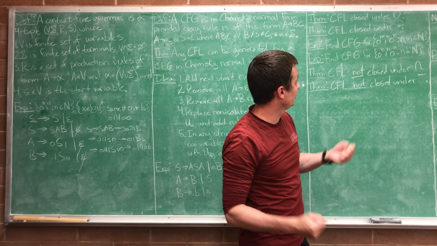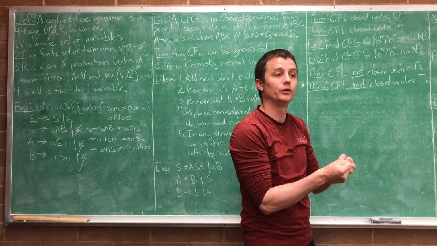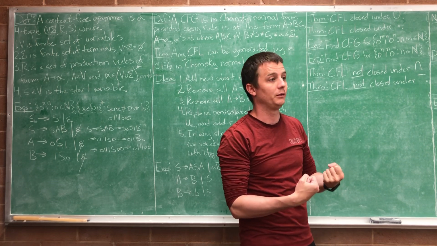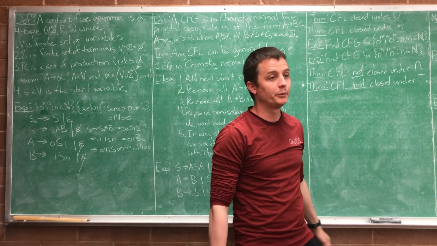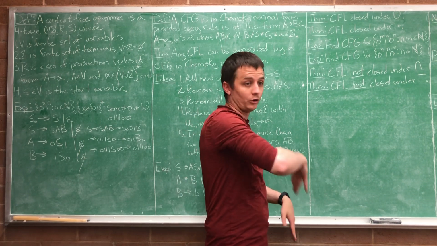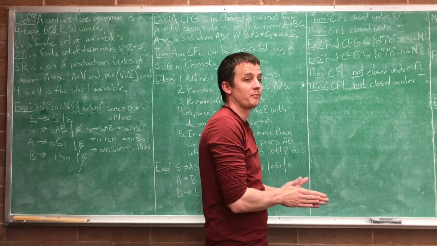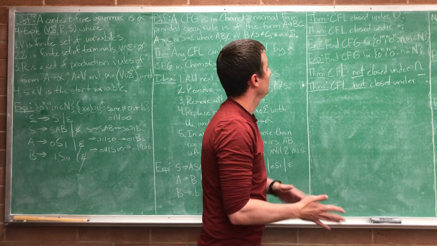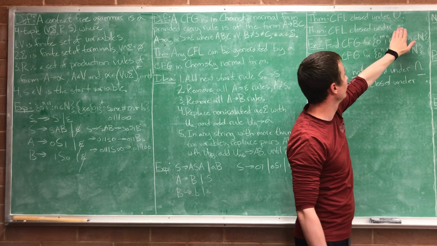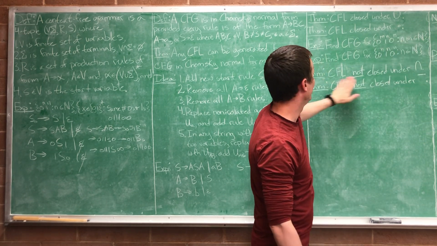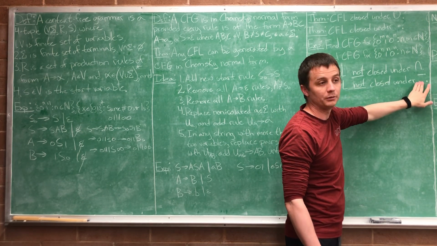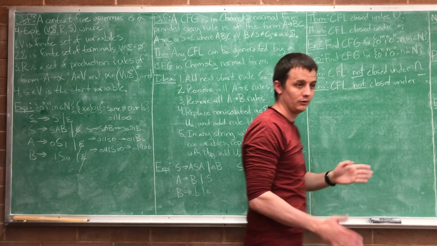So for regular languages, we proved that they were closed under union. We proved that they were closed under intersection. We proved that they were closed under concatenation. We proved that they were closed under a bunch of different properties. Proved that they were closed under star. A lot of them. So we're going to prove that context-free languages are also closed under union. They're also closed under concatenation. They are not closed under intersection. And they are not closed under complement. And we're going to prove each of those things.